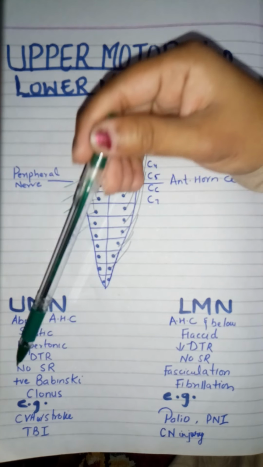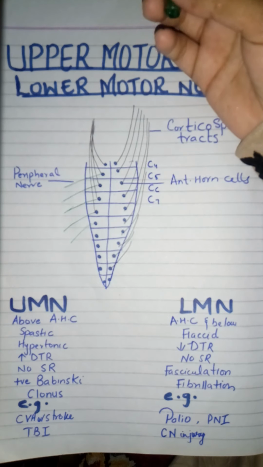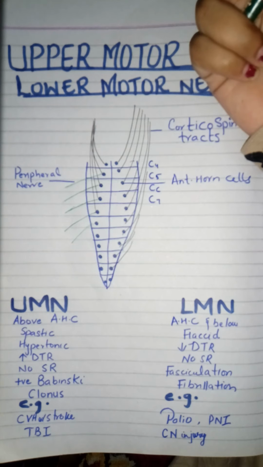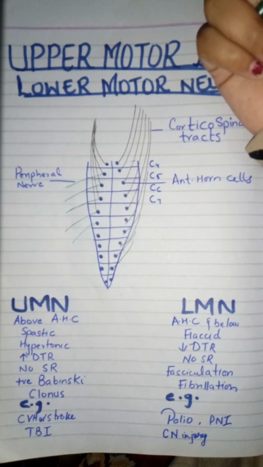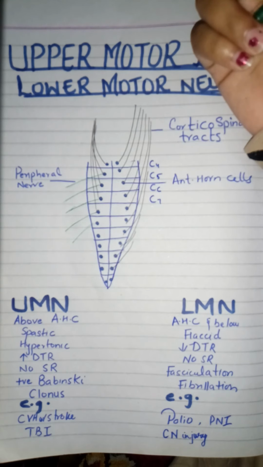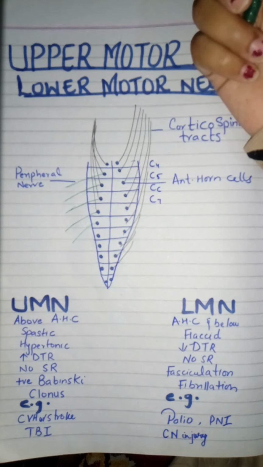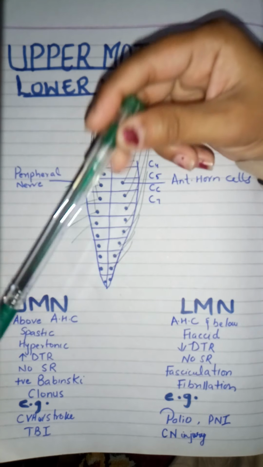For upper motor neuron the Babinski sign will be positive. So what is the Babinski sign? If you irritate the lateral border of the sole of the foot, there will be fanning or extension of the toes. In the normal scenario there will be flexion, but if there is upper motor neuron disorder there will be fanning and extension of the toes.